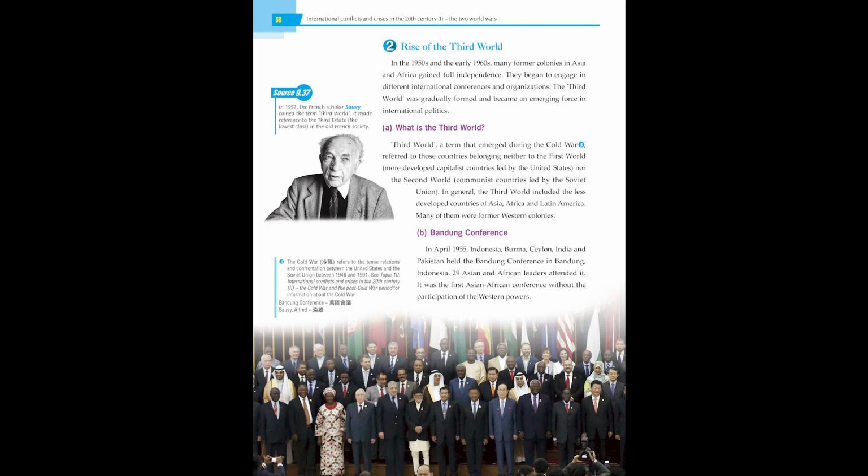Look at the source 9.37. In 1952, the French scholar Sauvy coined the term Third World. It made reference to the third estate, the lowest class in the old French society. The Cold War refers to the tense relations and confrontation between the United States and the Soviet Union between 1946 and 1991.